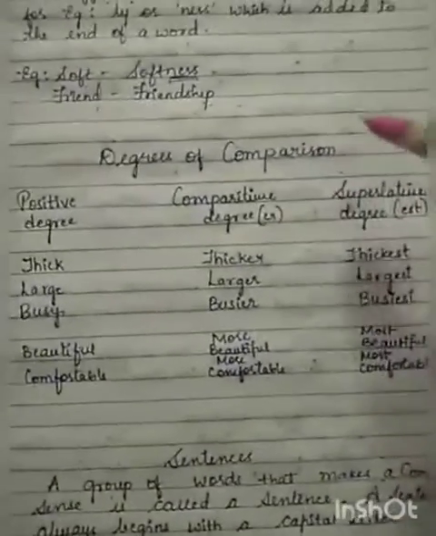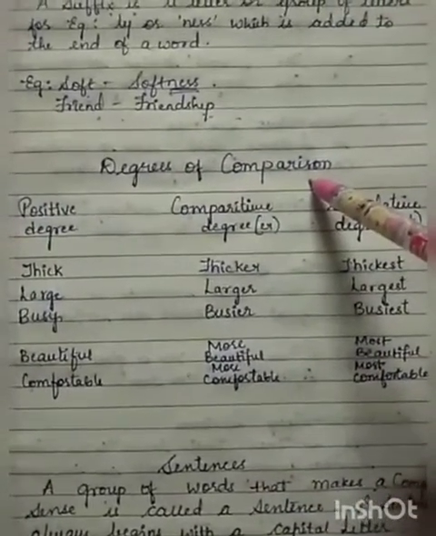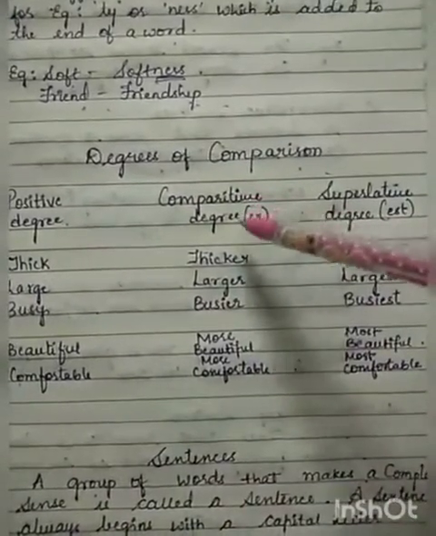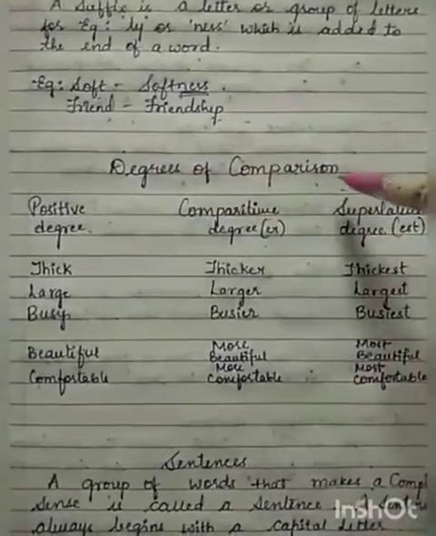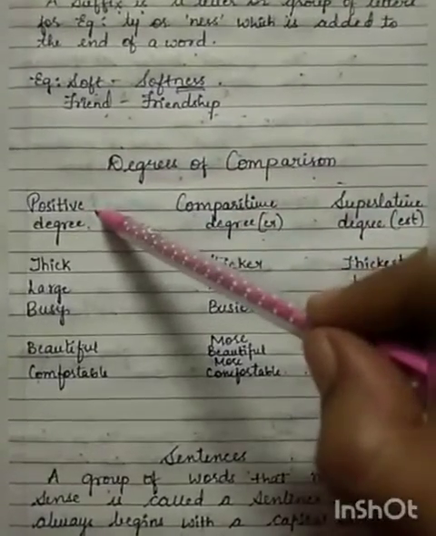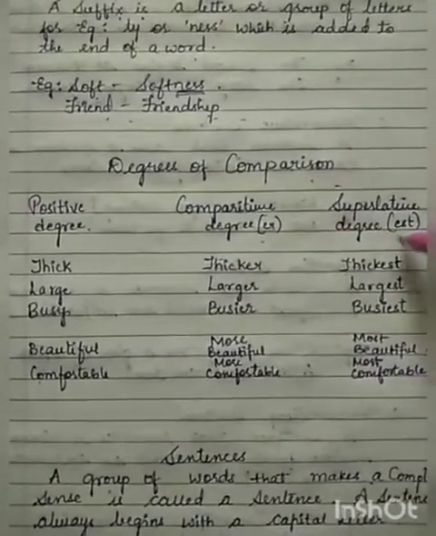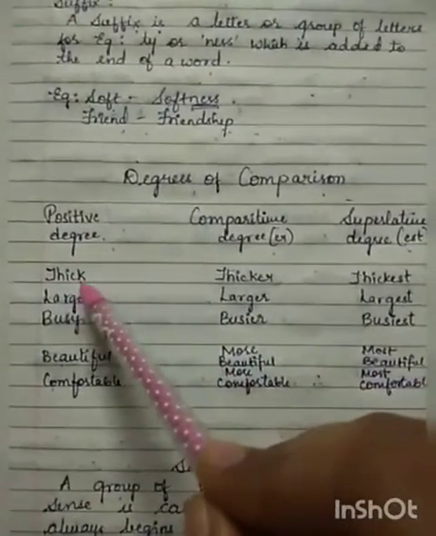In degrees of comparison, we will be having 3 degrees, that is positive degree, comparative degree and superlative degree. Got it? So coming to the positive degree, the example will be thick.